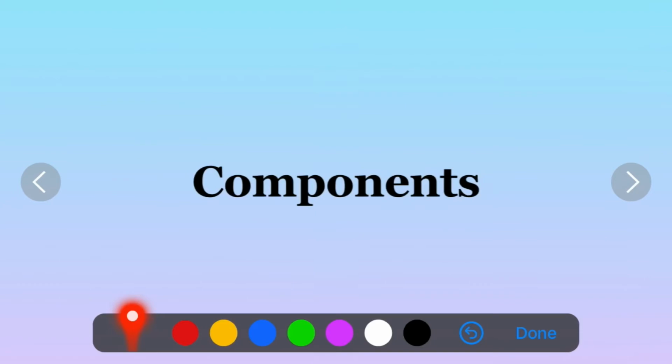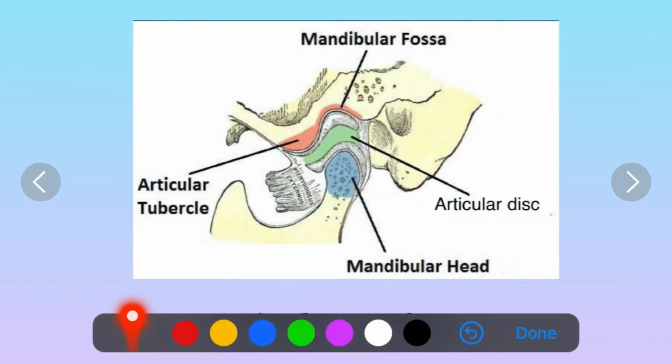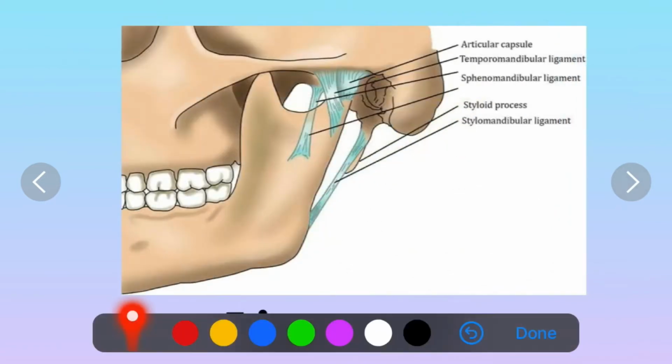Now we will discuss a few components of the TMJ. The articular surface consists of two surfaces, the upper and the lower surface. The upper surface comprises the articular tubercle and the mandibular fossa, while the lower surface consists of the head of the mandible. Another important component of the TMJ is its ligaments, which are the articular capsule, temporomandibular ligament, sphenomandibular ligament, and the stylomandibular ligament. The spheno and the stylomandibular ligaments are the accessory ligaments.